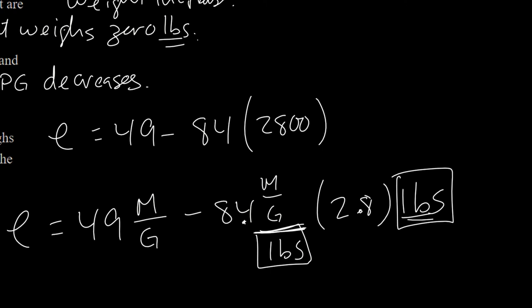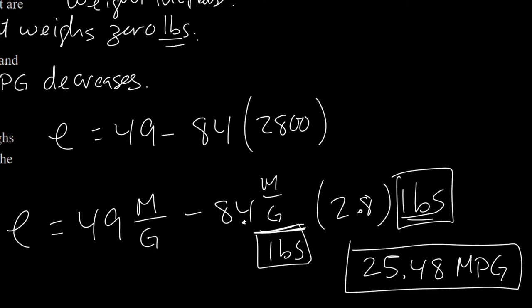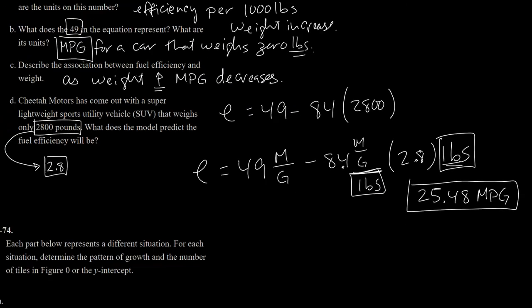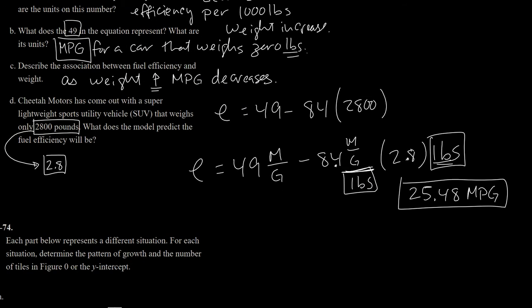So now I'm taking the number 49, and I'm just going to subtract from that 8.4 times 2.8. So 49 minus 8.4 times 2.8, and I get that the projected fuel efficiency should be 25.48 miles per gallon, which is, I mean, it's okay for an SUV. I mean, a Ford Focus gets a lot better miles per gallon than that. So does a Honda.